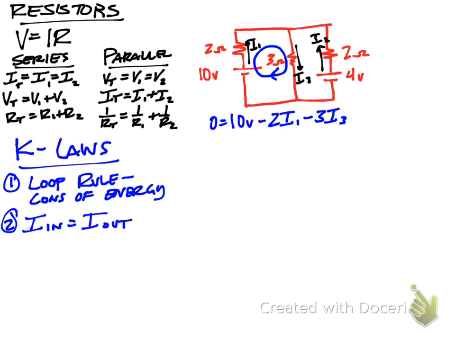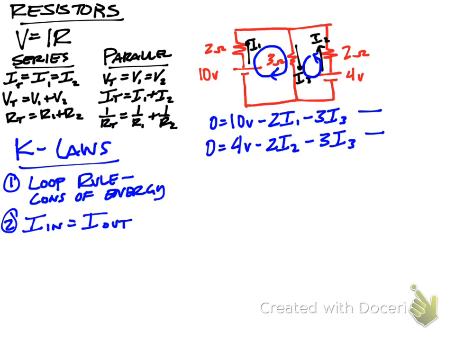And then my second loop, just for simplicity's sake, you can do what you want, would be through there. So I have 0 equals 4 volts minus 2 I2 minus 3 I3. Right now I have two equations with 3 unknowns, and that's no good. So I just did 2 loop rules, and I'm going to do a node rule.